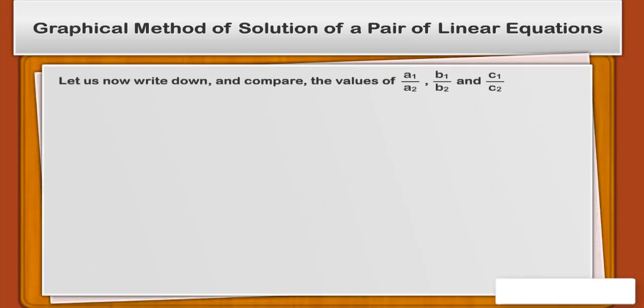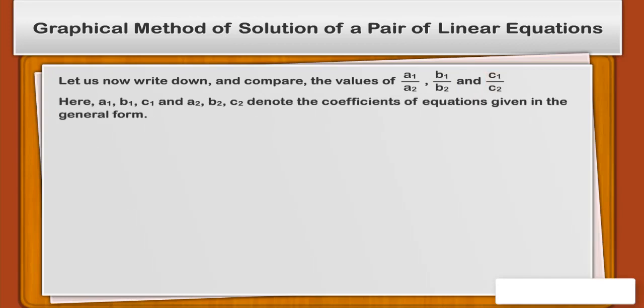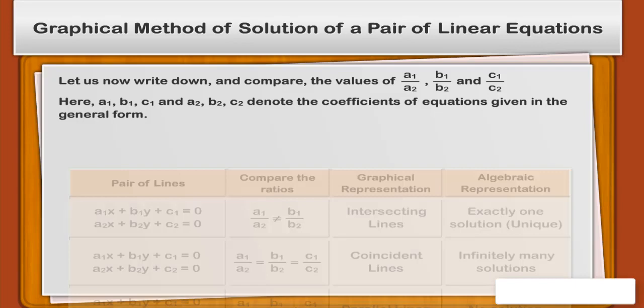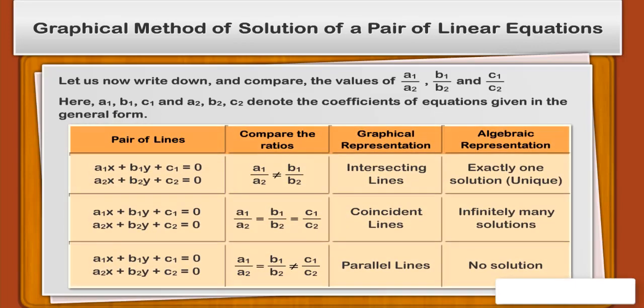Let us now write down and compare the values of A1 upon A2, B1 upon B2 and C1 upon C2. Here, A1, B1, C1 and A2, B2, C2 denote the coefficients of equations given in the general form. A1x plus B1y plus C1 is equal to 0. A2x plus B2y plus C2 is equal to 0.